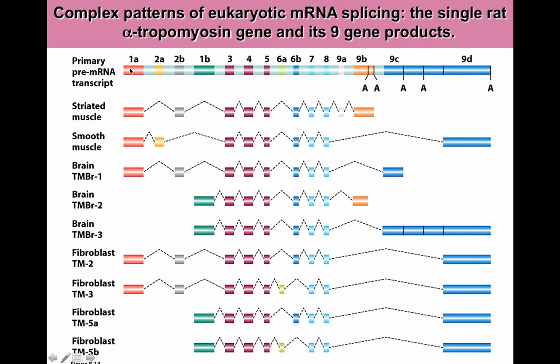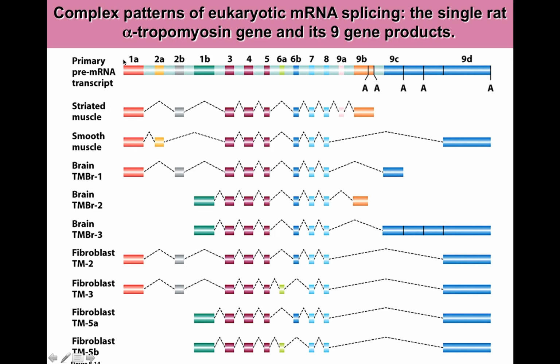In order to get certain of these exons linked together to produce a different polypeptide chain, what has to happen is the introns have to be removed in a specific order and a specific pattern. This is called alternative splicing.